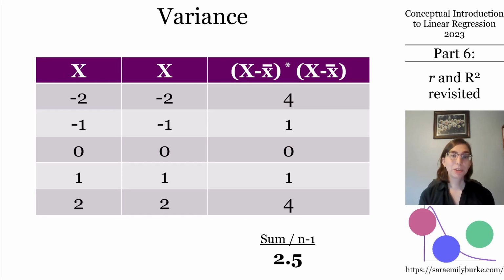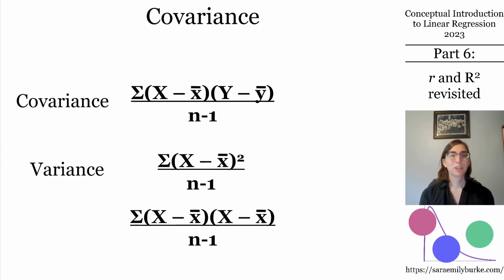Variance is like the covariance of a variable with itself, then. If I duplicate x and I calculate the sum of the products, I end up with 10, and then when I divide by n minus 1, I end up with 2.5. So you can see this relationship in the familiar variance formula. It is analogous to the covariance formula.